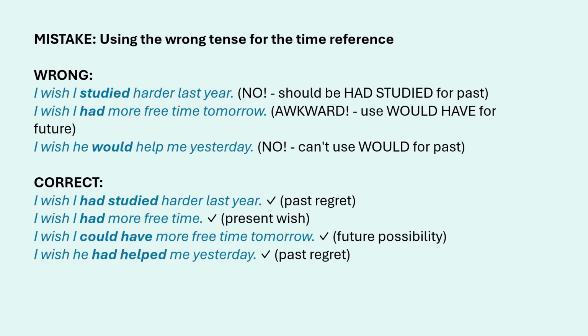Mistake: using the wrong tense for the time reference. Wrong: I wish I studied harder last year. No, it should be had studied for the past. I wish I had more free time tomorrow. Awkward. Use could have for future. I wish he would help me yesterday. No, can't use would for past. Correct: I wish I had studied harder last year. Past regret. I wish I had more free time. Present wish. I wish I could have more free time tomorrow. Future possibility. I wish he had helped me yesterday. Past regret.